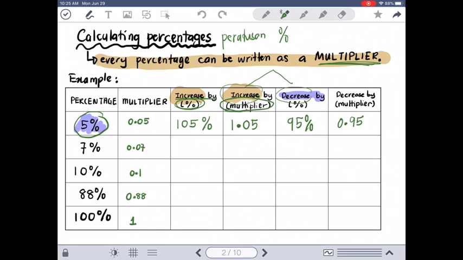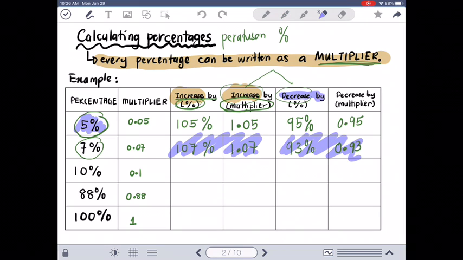How about increase by 7%? That becomes 107%. Therefore, the multiplier should be 1.07. Decrease by 7% becomes 100 minus 7, which is 93%. In terms of multiplier, it becomes 0.93. Again, the first two are increase, the other two are decrease.